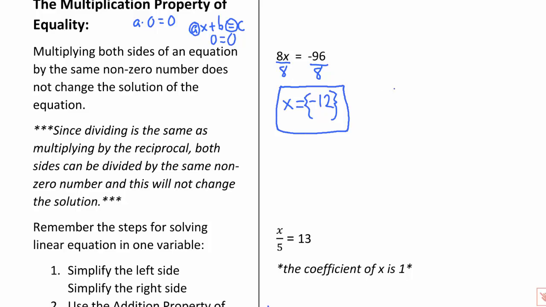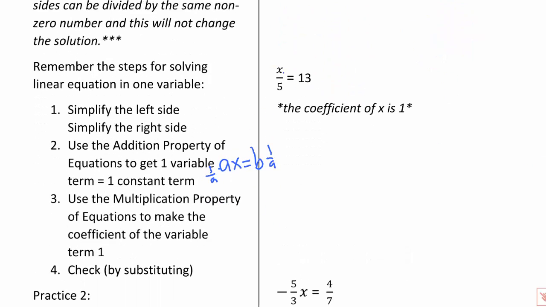This is going to be the solution, but to check it, we're going to do 8 times negative 12, we're hoping is negative 96. And if you need to, off to the side, do 12 times 8. 8 times 2 is 16, carry the 1. 8 times 1 is 8, plus 1 is 9, so that's 96. So it gives me negative 96 is equal to negative 96. Fantastic. That checks out.